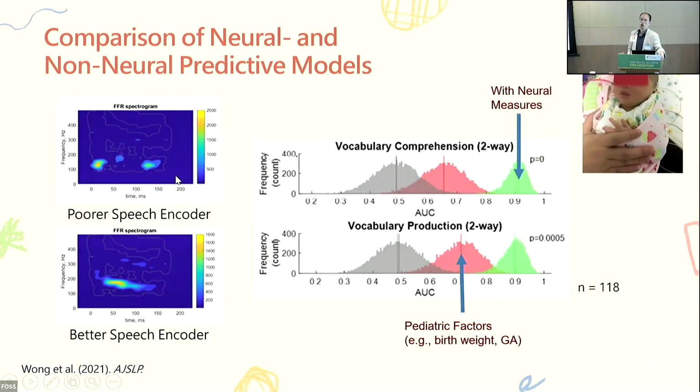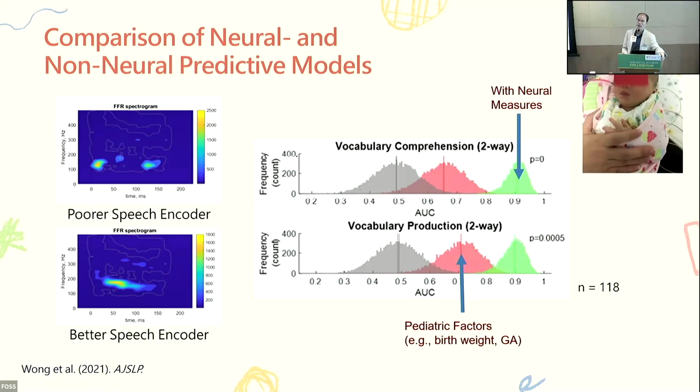Again, we took these neural measures, and then we also have non-neural measures. What are non-neural measures? Like birth weight and gestational age. We know that preterm babies, as a group, have language development that is not as good as full-term babies. We also know that babies who are born really light, their development is not as good. So we can use those clinical measures to make predictions about their future language development, right?